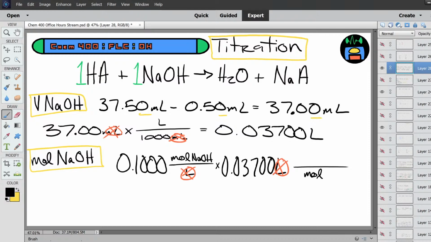We're not ultimately interested in moles of sodium hydroxide. We actually want to find the moles of our acid, HA. And our balanced chemical equation tells us that we have a 1-to-1 ratio here. 1 mole of acid reacts with 1 mole of sodium hydroxide. So we're going to crunch these numbers.